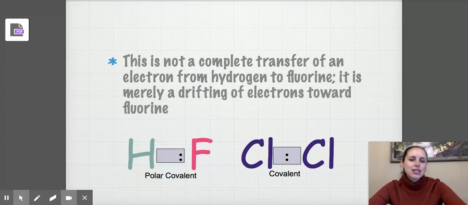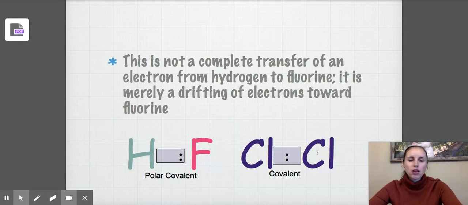Just to reiterate, this is not a complete transfer of an electron. So you're not going to see that electron being totally transferred. So for example, here we have a hydrogen fluorine bond. The electronegativity difference is big enough to make it polar. That means that the electrons are spending more time with fluorine. They're not completely transferred. This doesn't become an ion. It doesn't have a permanent negative charge. We're not going to put square brackets around it. We're not going to put a negative up here. It just means the electrons are floating more towards this side.